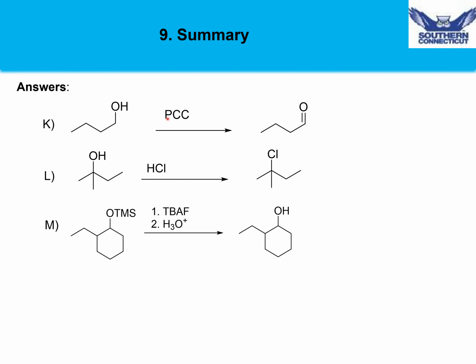A primary alcohol that is oxidized by PCC will be converted into an aldehyde, and that should be the end of the reaction. If we were using chromic acid, we would end up with a carboxylic acid. With tertiary alcohols, when we mix them with HCl, we convert them into a chloride. This is a fairly quick reaction when it's a tertiary alcohol. It is slower with secondary and primary alcohols. If we have an alcohol protected with TMS and we use TBAF, the protecting group will be removed and we'll end up with an alcohol.